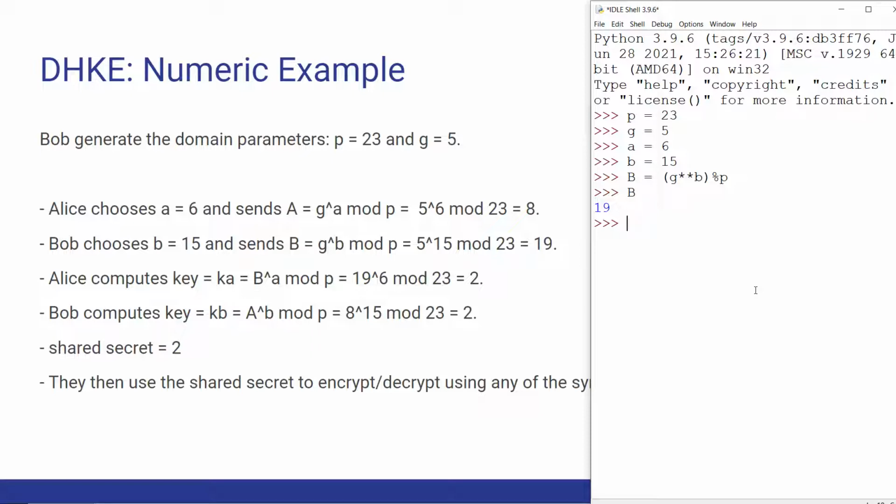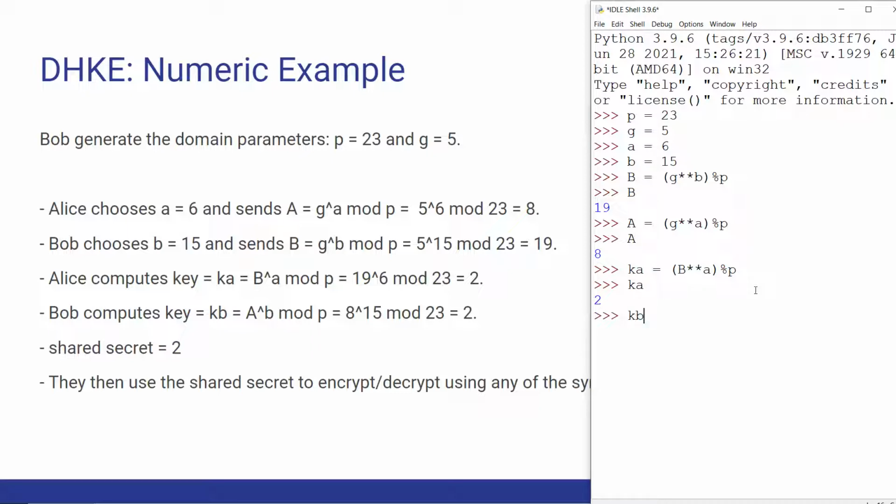Now the client will calculate her A. A is the public key, which is nothing but g power a modulus p. So we got A value as 8. Now Alice will compute the key from her point of view. The key is going to be B power a modulus p. So the value is going to be 2. That is the shared secret.